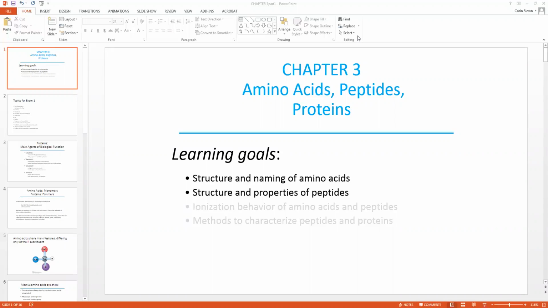Okay, so today we're going to take a look at Chapter 3, Amino Acids, Peptides, and Proteins. We've got two learning goals for Part 1, which is to look at the structure and naming of amino acids. And then we're going to start looking at the structure and properties of peptides that result.